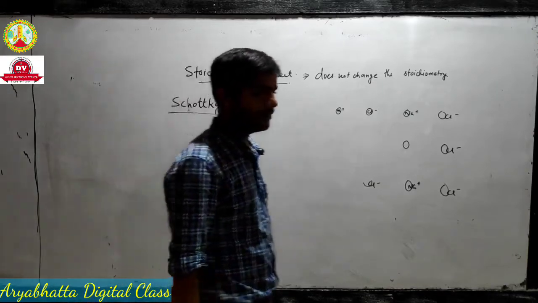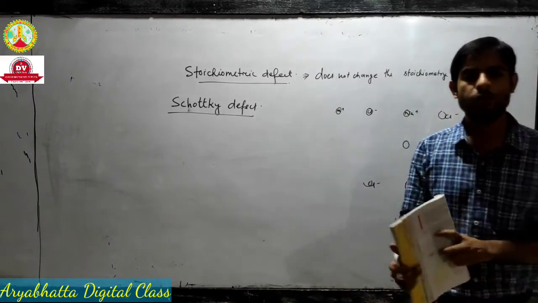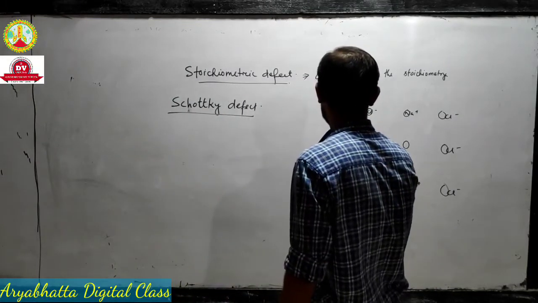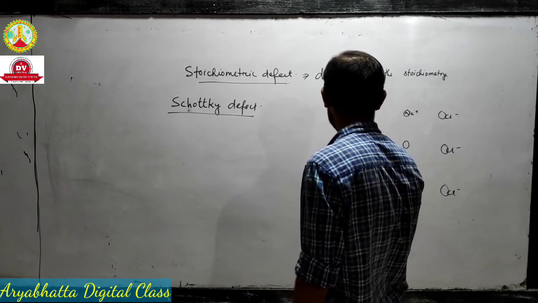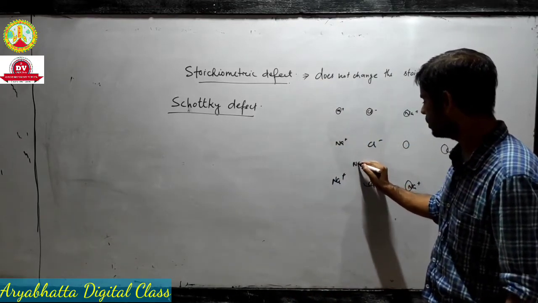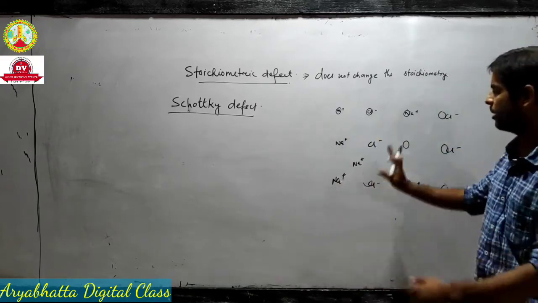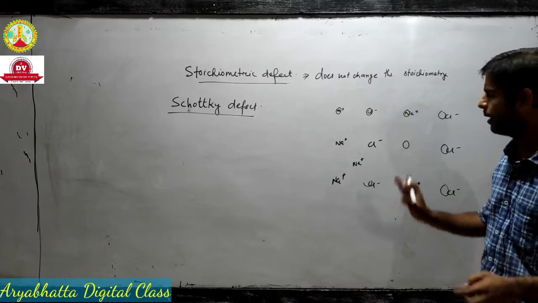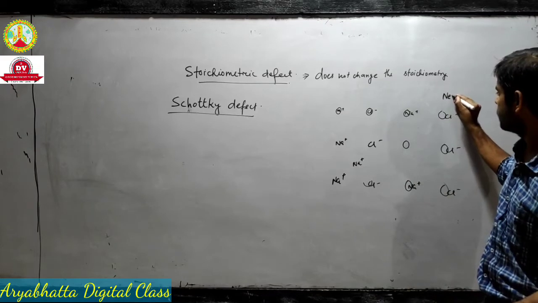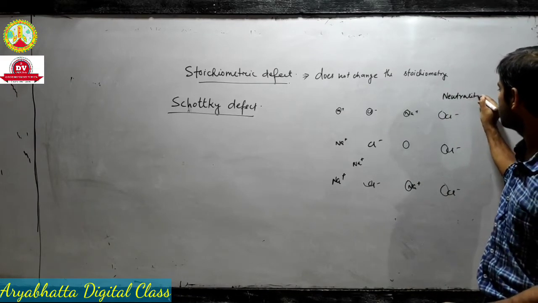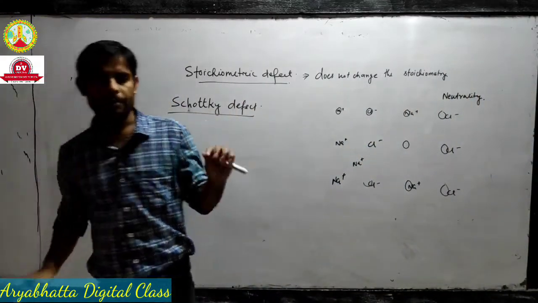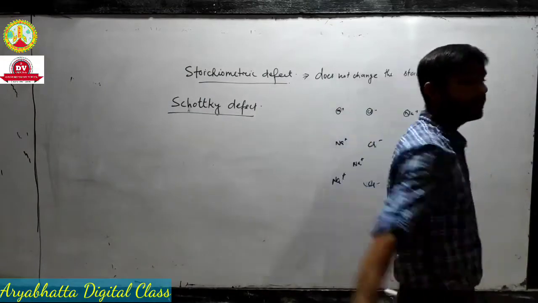So what kind of defect is a Schottky defect? It will happen in a different way. What we have seen here, in case of Frenkel, we have seen that sodium was relocated to this position, and so the number of sodium and the number of chlorine were equal. Since they were equal, the neutrality was maintained. That means it was neither positive nor negative, because the number of cations and anions were equal.